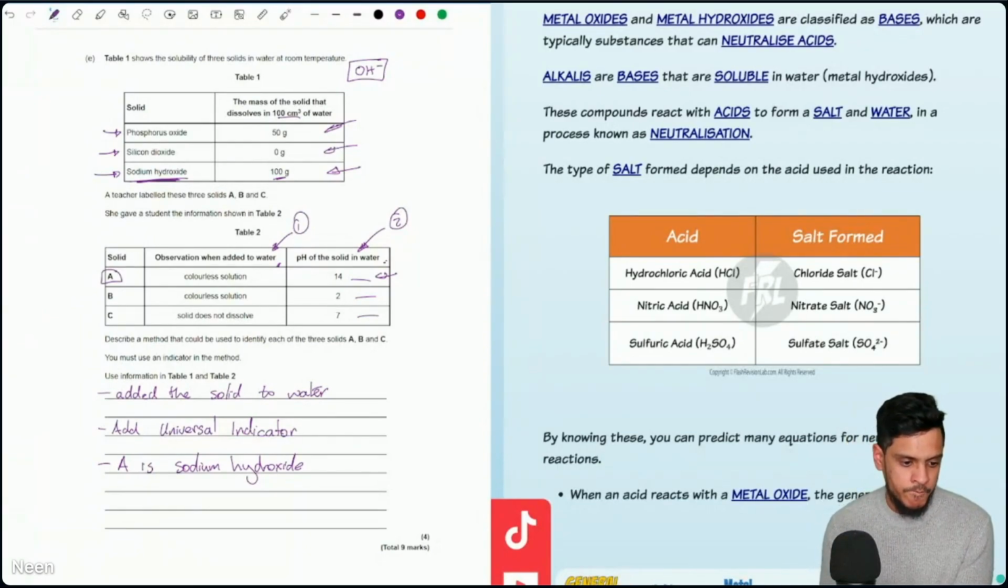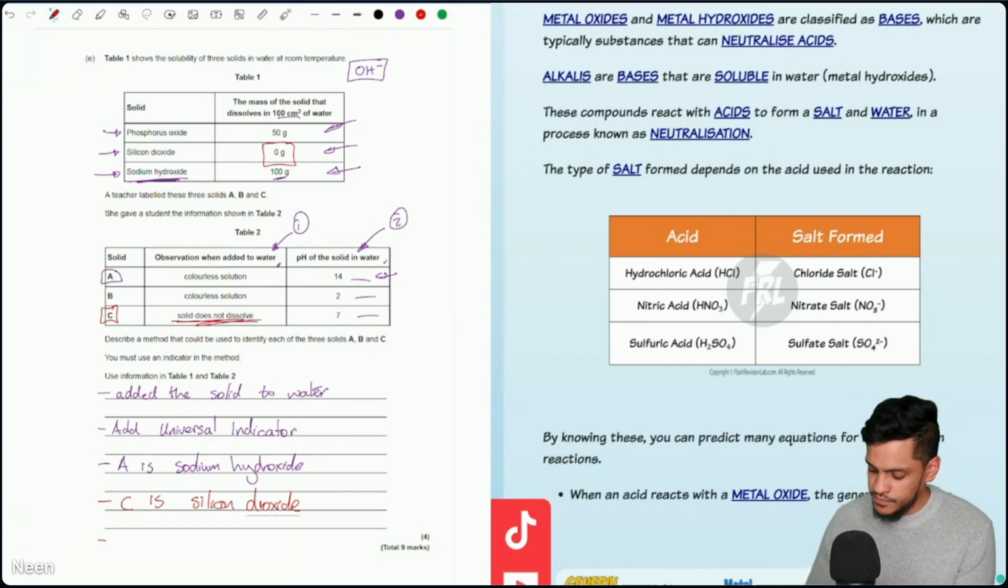Now we have to identify the other 2. What else can you say here? This one does not dissolve. Only one of them does not dissolve in water. Remember I told you. Here, 0 grams of silicon dioxide dissolves in water. So that must mean that is C, because C does not dissolve. So C is silicon dioxide. And that leaves us with B as phosphorus oxide.